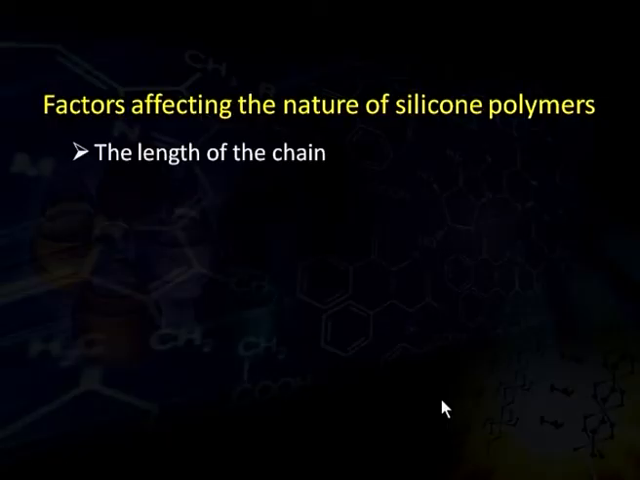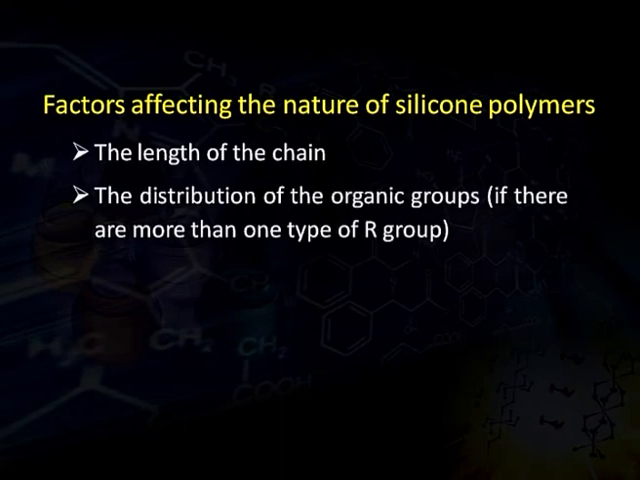Now, coming on to the factors affecting the nature of silicon polymers. The various factors which determine the silicon polymer are the length of the chain, whether it is a long chain or a short chain, and the distribution of the organic group if there are more than one type of R group. This R group is basically the organic group, whether it is alkyl or aryl, and in alkyl whether it is methyl, ethyl or any other group. It also determines the silicon polymer.